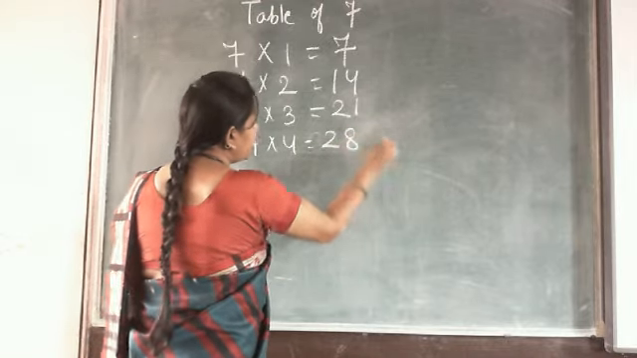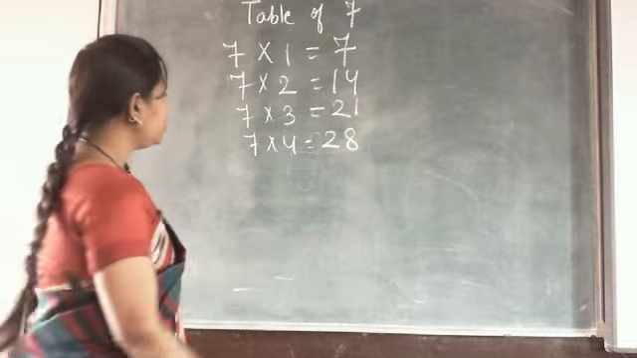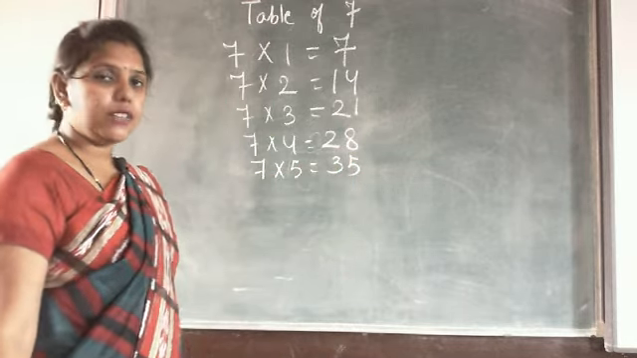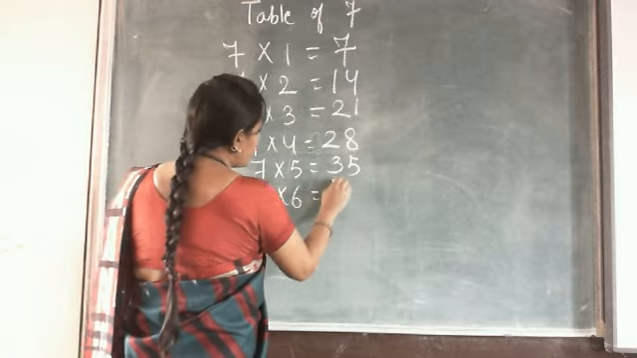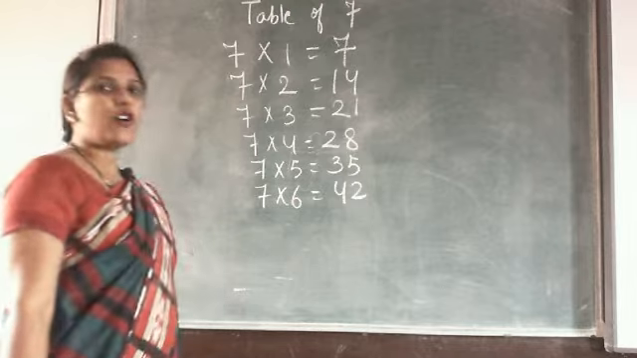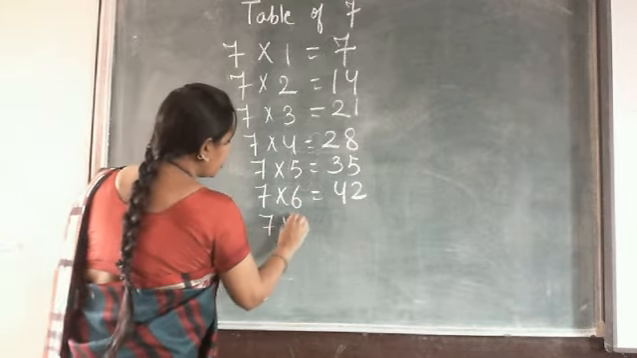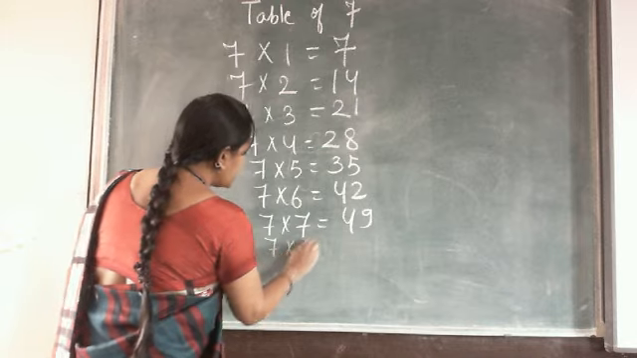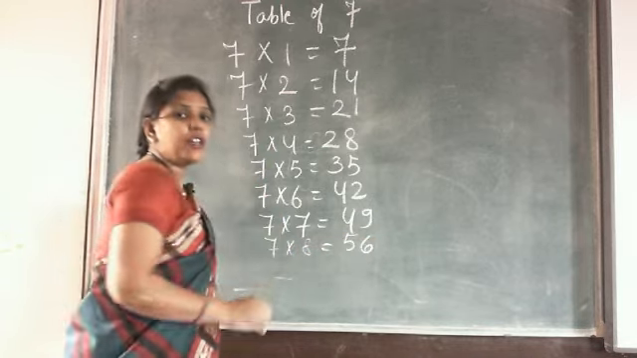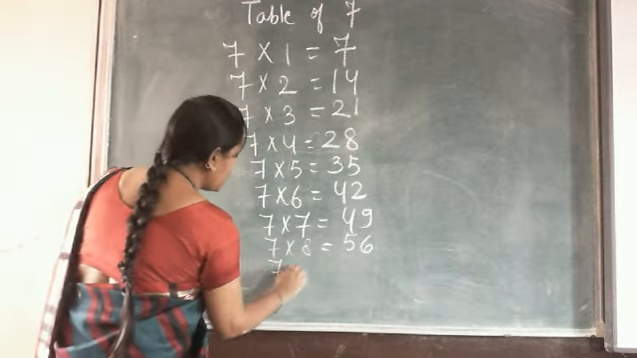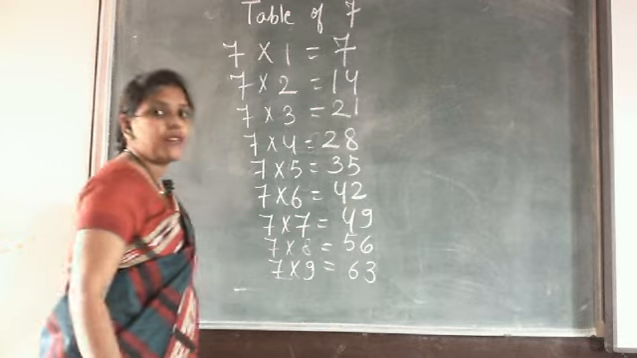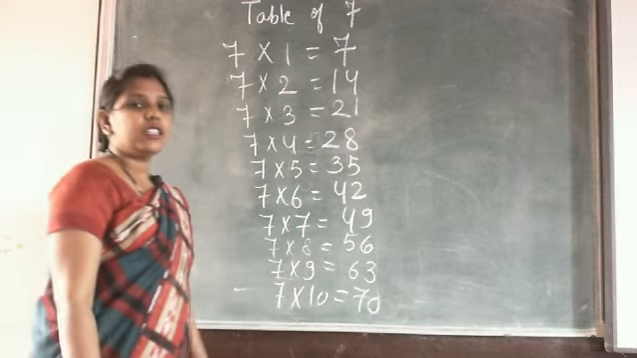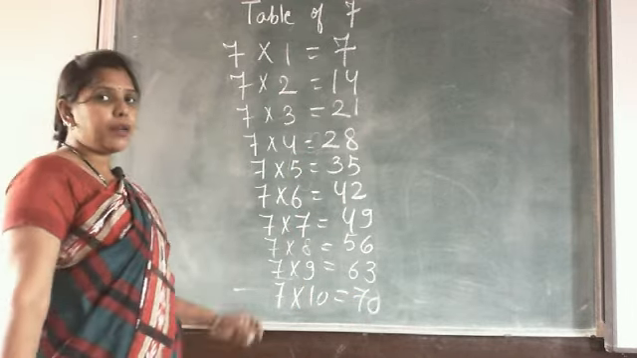7 fours are 28. 7 fives are 35. 7 sixes are 42. 7 sevens are 49. 7 eights are 56. 7 nines are 63 and last 7 tens are 70. 7 tens are 70.